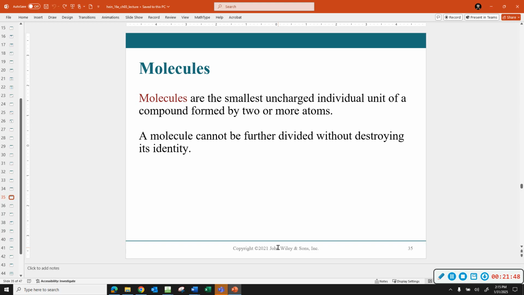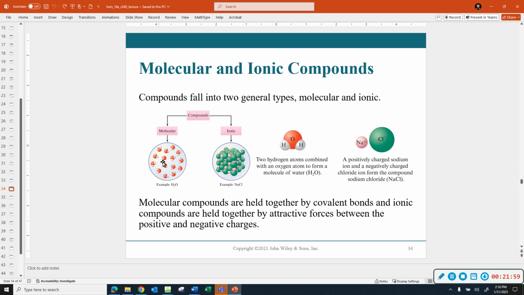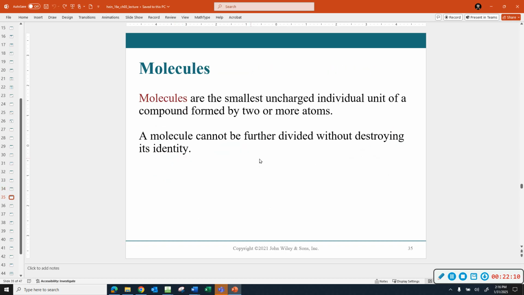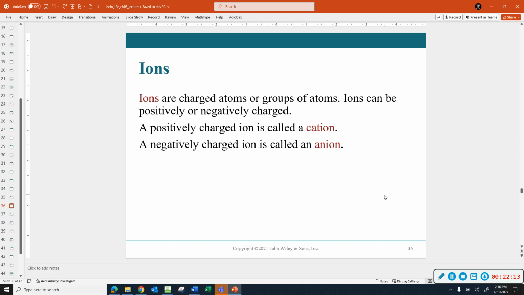Molecules are the smallest unchanged individual unit of a compound formed with two or more atoms that are nonmetals, and a molecule cannot be further divided without destroying its identity. So, like here, we've got water. If we separate the hydrogen from the oxygen, it's no longer water. It's two volatile gases: hydrogen, which is highly flammable, and so is oxygen. Ions, again, like I said, you had Na plus and Cl negative. Metals tend to form positively charged ions called cations. Nonmetals tend to form negatively charged ions called anions.